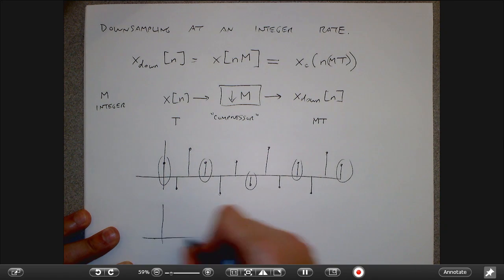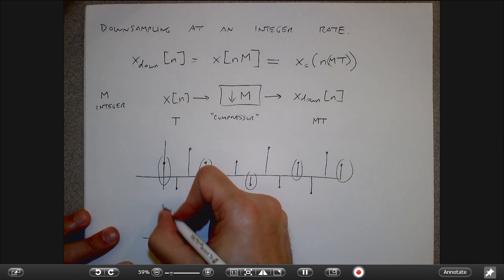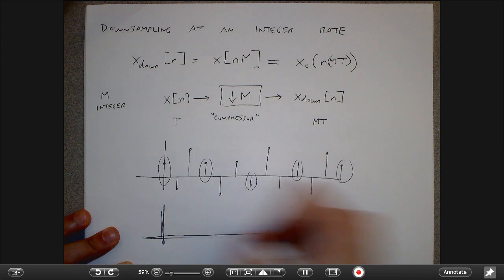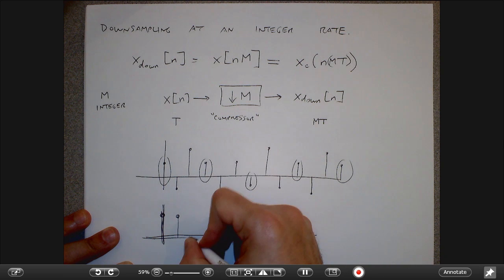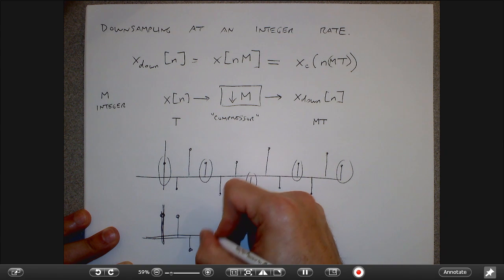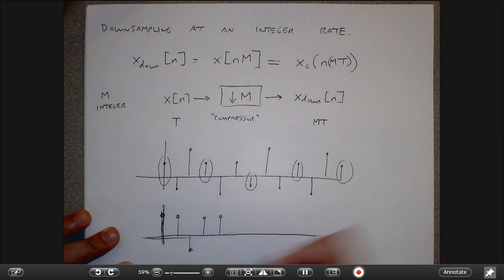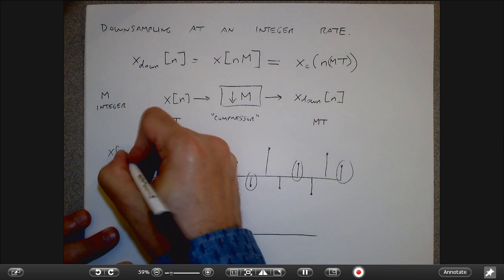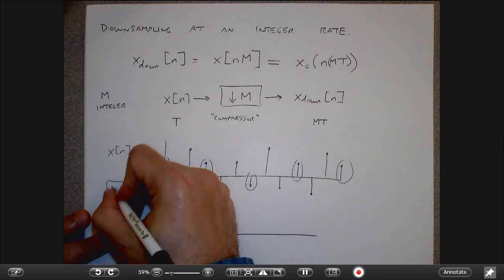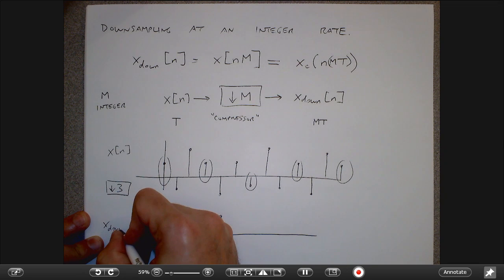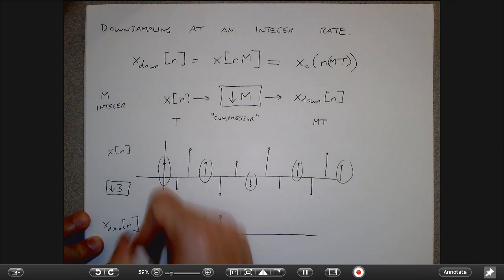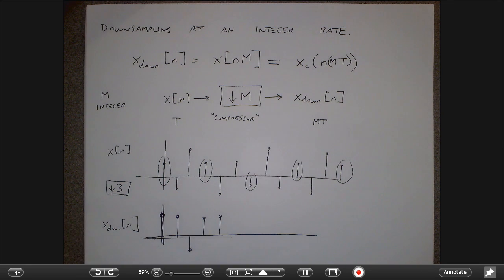I guess I have to face the reality that my pen is dying. So that's like saying I would get this, this, this, and so on. So this is my x of n. This would be what I would get if I downsampled by 3, and this would be my new x down of n. Okay?